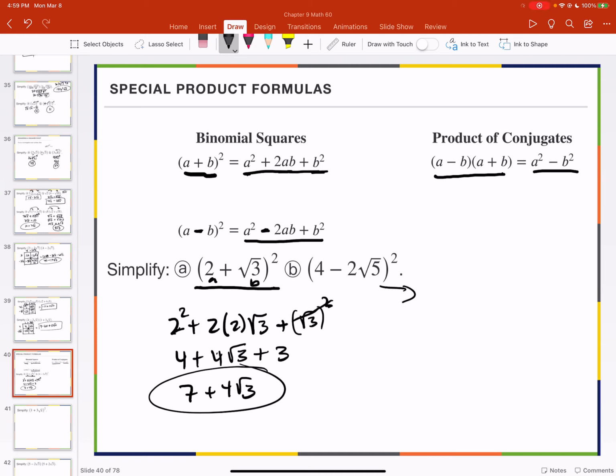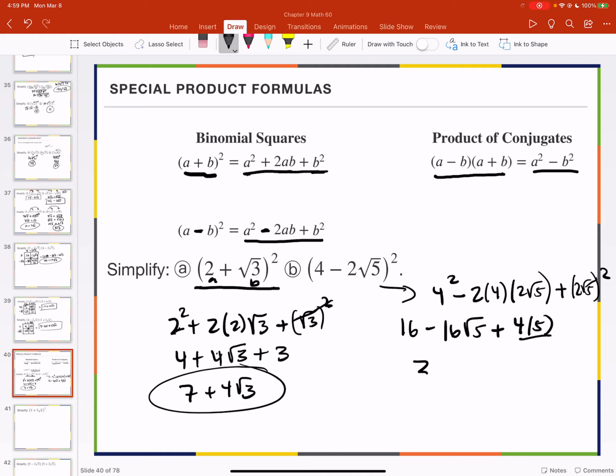Okay, so then in this case, it's a minus. So you get 4 squared. And then it's going to be minus 2 times a times b, and then plus the last term squared. So 2 root 5 squared. So that's going to be 16 minus, and then here this is going to be 16 root 5, and then the last term is going to be 4 times 5, right? Because it's 2 squared, and then square root of 5 squared cancels out. Okay, so then you get 16 plus 20, this is 20 here, so that's 36, minus 16 root 5, and that's it.